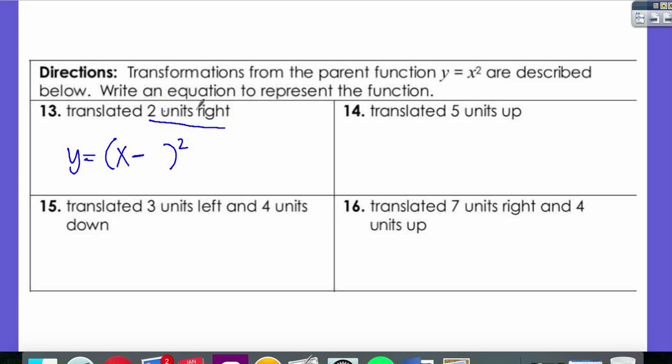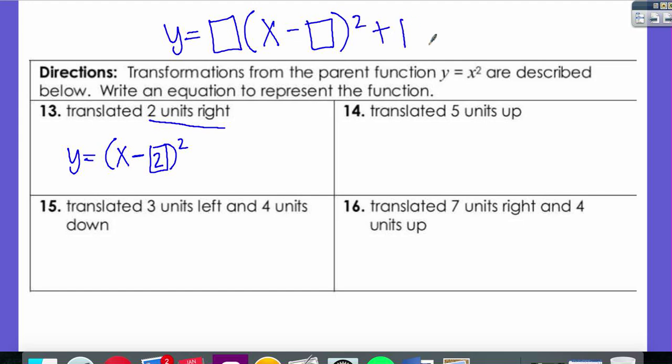So if it goes 2 units to the right, we're just plugging in a positive 2 to vertex form, because it's really like we're trying to basically fill in any boxes for any changes that are happening. So since this one was just 2 units to the right, I'm just going to put in a positive 2 in the box, but remember there was a minus in the formula. So this is actually the equation, y equals, in parentheses, x minus 2 squared, that would show a translation of 2 units right.